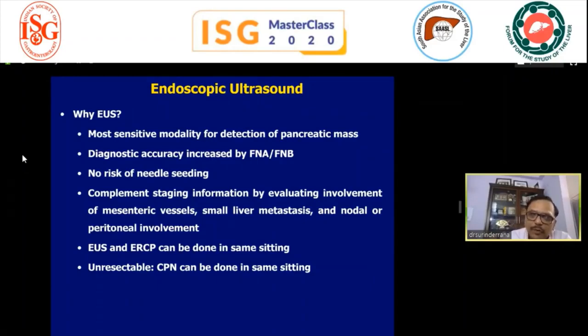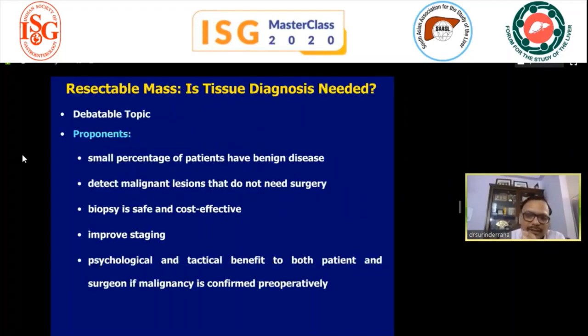And then suppose if you want to do a preoperative staging, both EUS and ERCP preoperative stenting, both can be done in the same sitting. And for an unresectable cancer, celiac plexus neurolysis can be also done in the same sitting. So these all are the advantages of doing an EUS, but then it's a debatable topic whether to do a tissue diagnosis before surgery in a resectable mass.